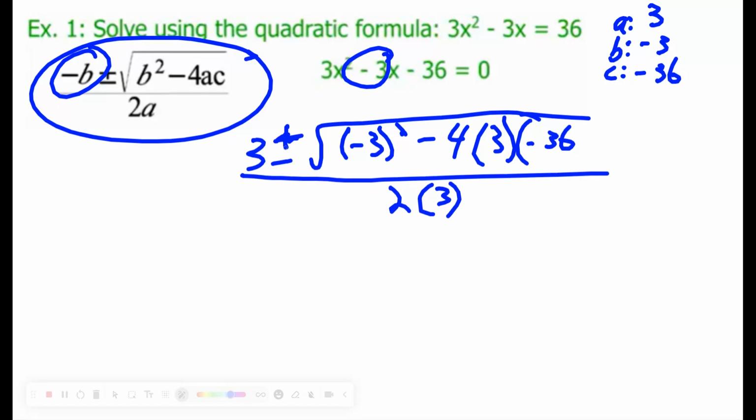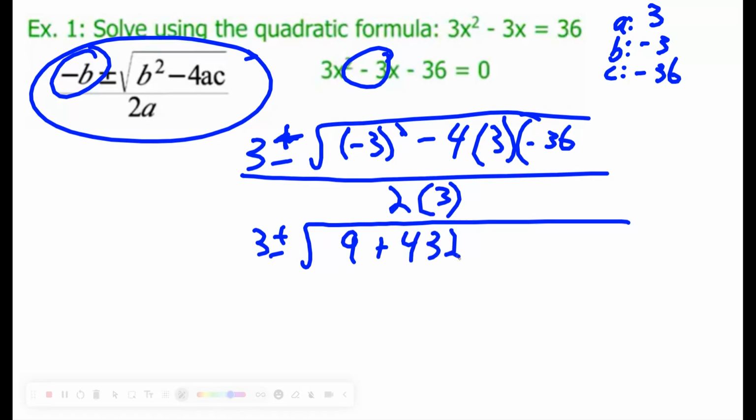We always want to do our order of operations correctly, those kinds of things as we're going through. 3 plus or minus negative 3 squared. So let's keep the 3 plus or minus. We'll keep the square root here for a moment. Negative 3 squared is 9 minus, and then we'll see here. We need to do 4 times 3 times negative 36. We've got a negative times a positive times a negative. So this is actually going to be positive 432 over 2 times 3 is 6. Okay, I made the square root pretty long there, unnecessarily.